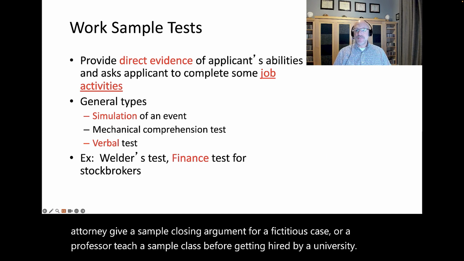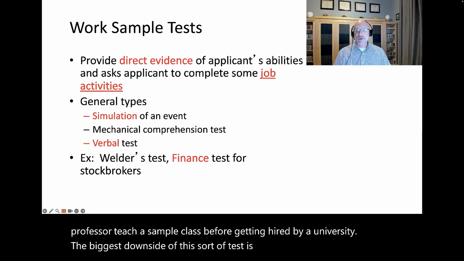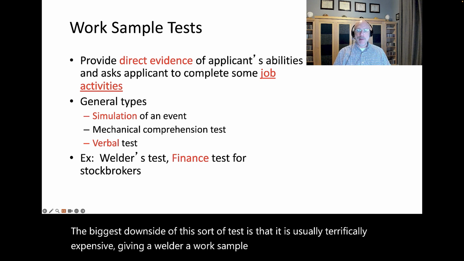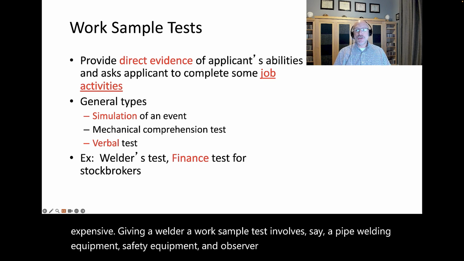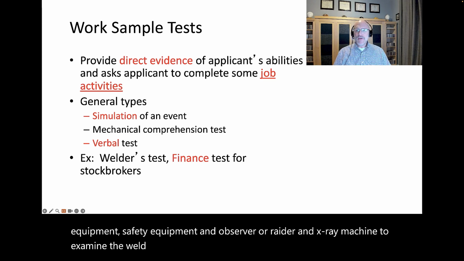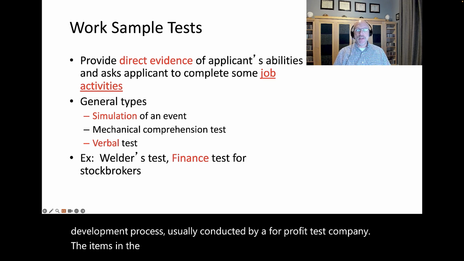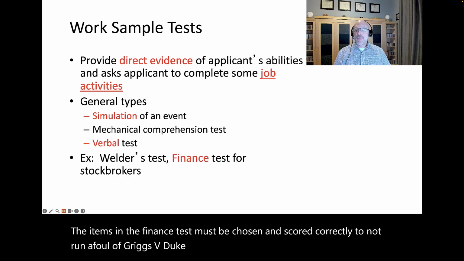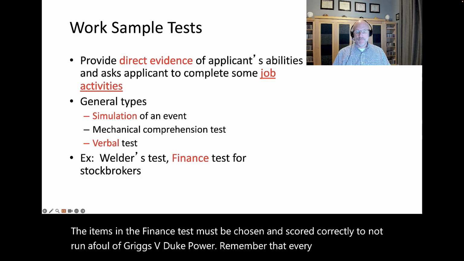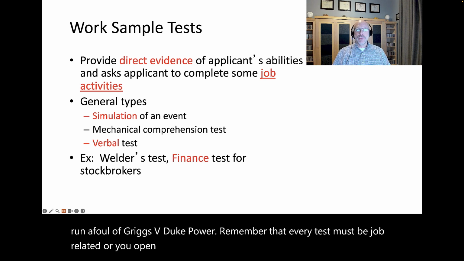The biggest downside of this sort of test is that it is usually terrifically expensive. Giving a welder a work sample test involves, say, a pipe, welding equipment, safety equipment, an observer or rater, an X-ray machine to examine the weld, etc. A finance test requires an extensive test development process, usually conducted by a for-profit test company. The items in the finance test must be chosen and scored correctly to not run afoul of Griggs v. Duke Power. Remember that every test must be job-related, or you open yourself up to litigation.